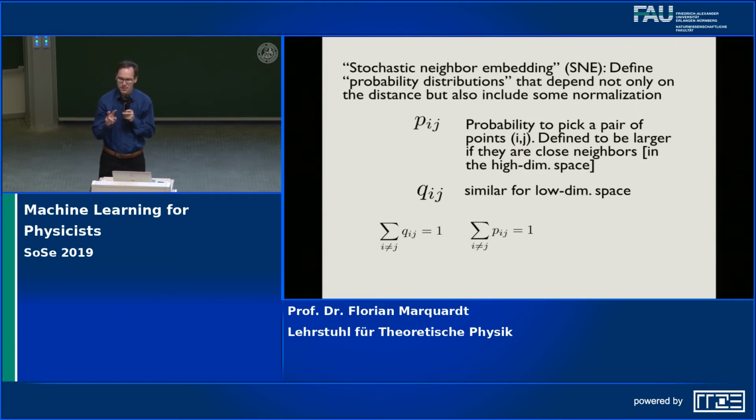Yeah? So that choosing in this way randomly a pair of points will become more likely if they are close to each other. I can set this up. I will show you a choice for this in the following. But so let's say P_ij is the probability to pick a pair of points with indices i and j, and it will be chosen to be large if they are close. Okay, fine. And similarly, there will be some Q_ij. This is again a probability distribution, but now this is the one for the low dimensional space. Again, this will be large if they are close. And of course, these are probabilities, so they are normalized.